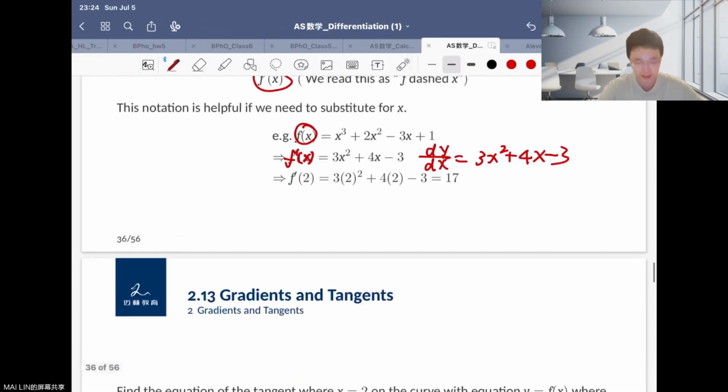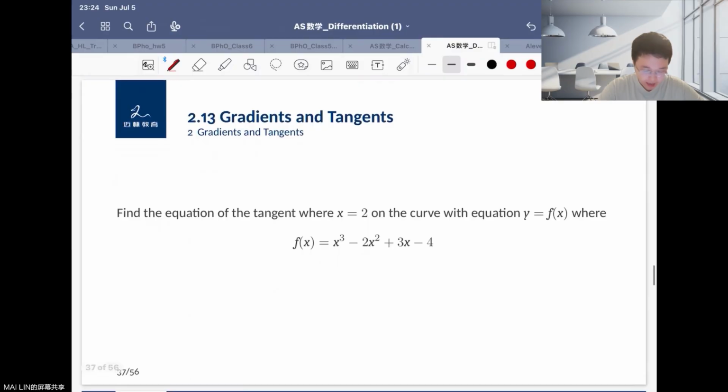Also, you can just write that as dy over dx equals 3x squared plus 4x minus 3. Okay, that is it. And here's also a problem with examples on how to find the gradient and tangent. The problem is to find the equation of the tangent where x equals 2 on the curve. So first you can try to find the differentiation of it, that is f dot x. Here it is 3x squared minus 4x plus 3, right?